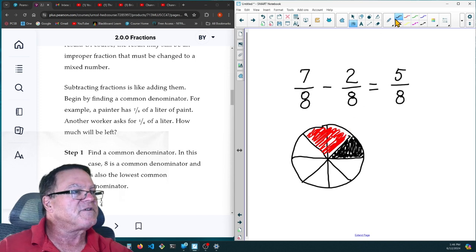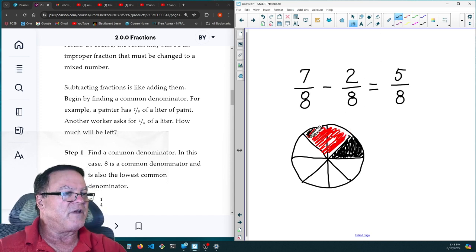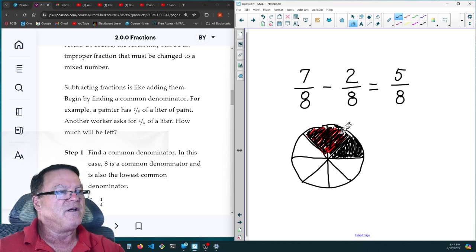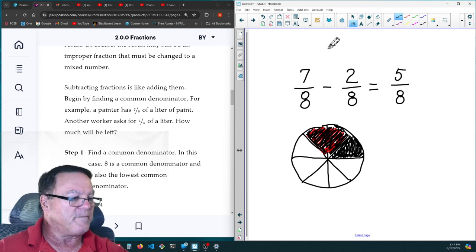I'm just going to go ahead and use the original color of black because that'll make more sense. So how many pieces are left when those pieces have been eaten? We have 5/8 left. We have 5 slices of pizza that was originally cut into 8 pieces left over. So 7/8 minus 2/8 equals 5/8. Okay, very good.